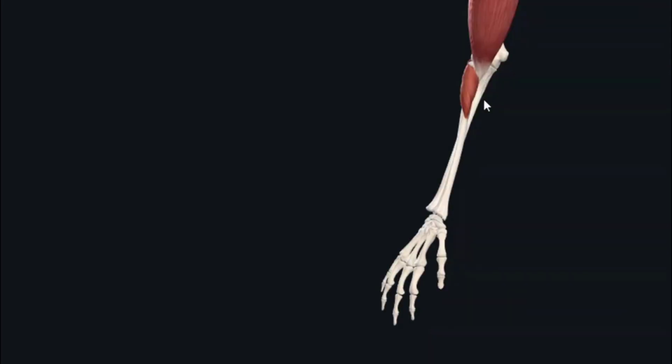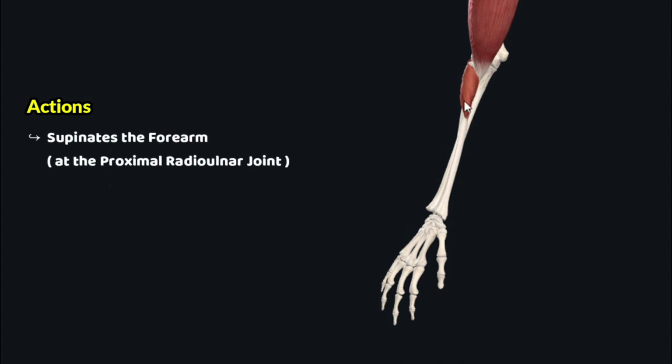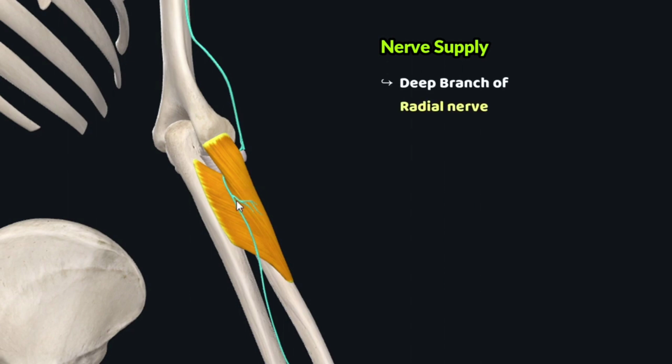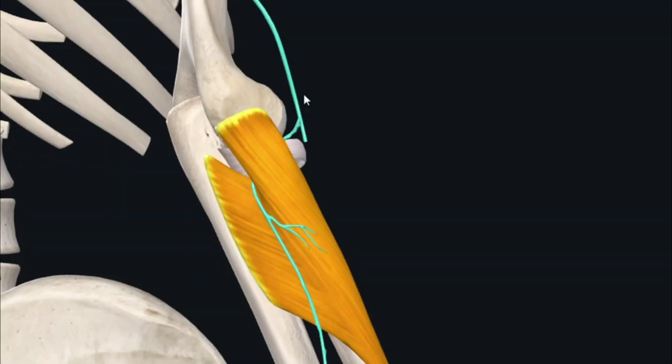Now we talk about the action performed by the supinator muscle. So the name of this muscle clarifies its action: supinator. This muscle supinates the forearm at the proximal radioulnar joint. Now let's talk about the nerve supply of the supinator muscle. As with the other extensor muscles of the forearm, in the same way, this supinator muscle also receives its nerve supply from the deep branch of the radial nerve.